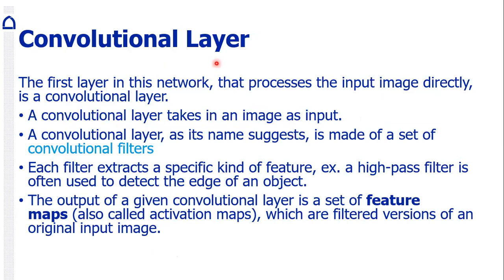The first layer is the convolution layer. The first layer in this network that processes the input image directly is the convolutional layer. The convolutional layer takes the image and filters it using different filters. The filters extract the features of the image. For example, a high pass filter extracts the edges of the object. The resulting features we call a feature map.